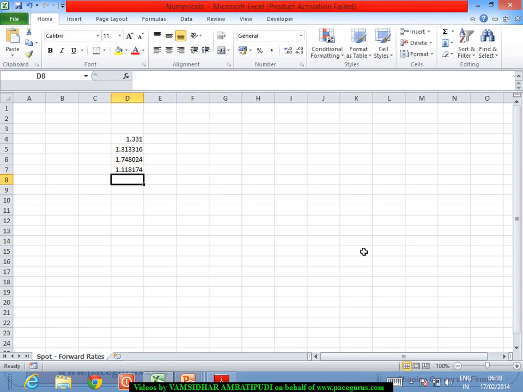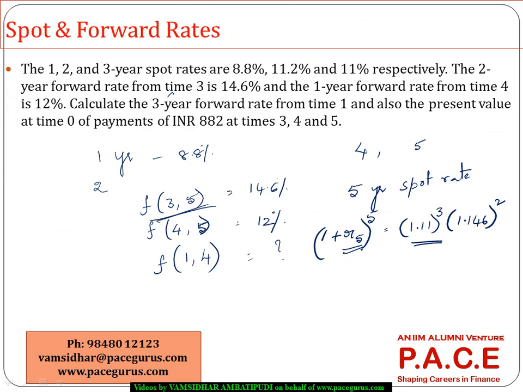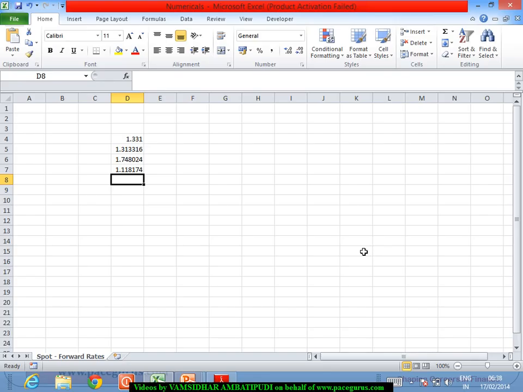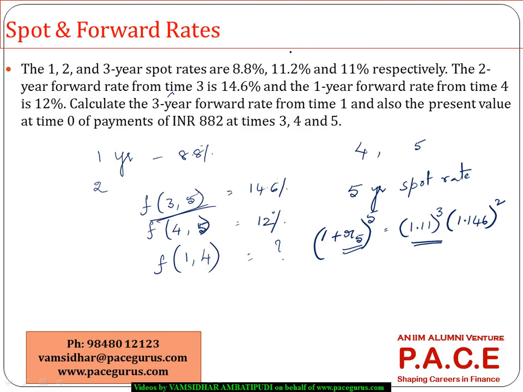Okay, raised to the power 1 by 5. That is 1 plus R5. I subtract 1 from it. This gives me the 5-year spot rate, which is R5. The 5-year spot rate in this case comes out to 11.82%. Fair enough. The 5-year spot rate is 11.82%.